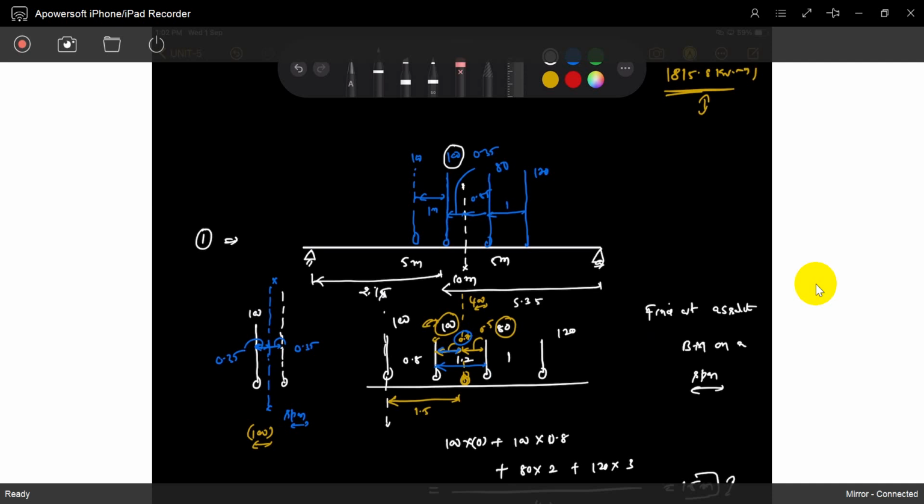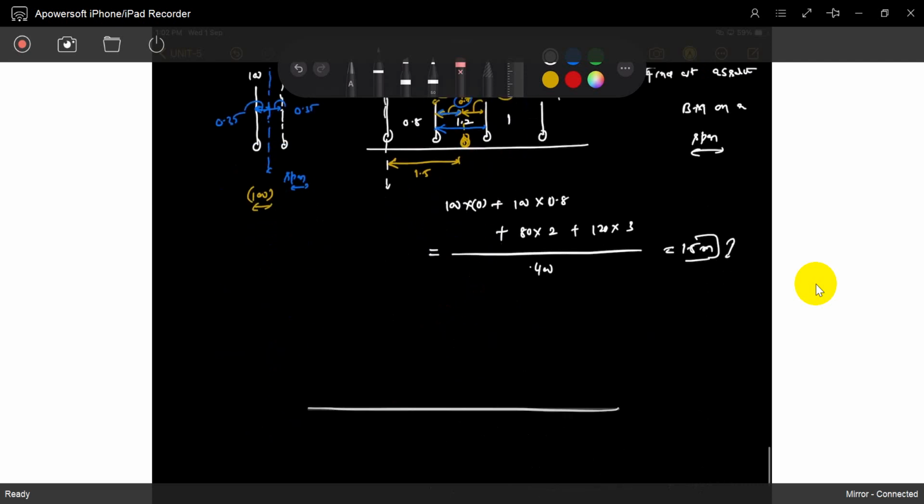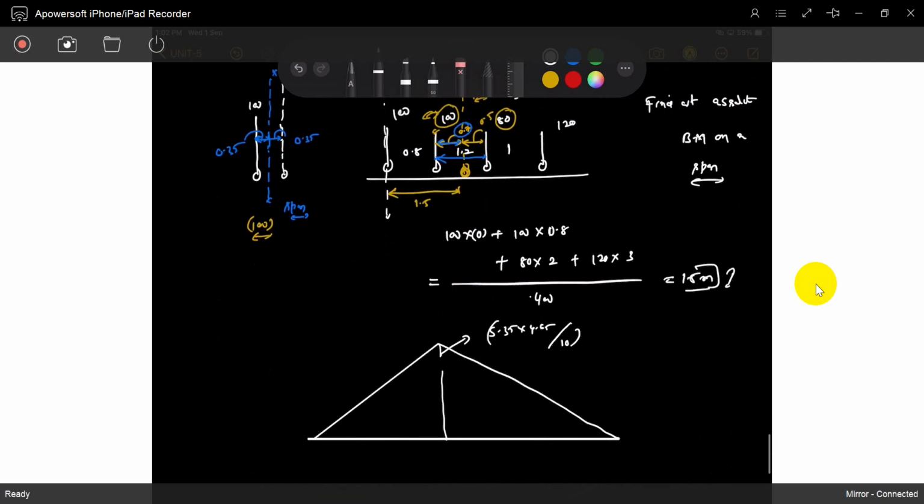Sorry. So 5 minus 0.35, it's 4.65. Sorry. It's 4.65, and the other is 5.35. That's it. Now you will draw the ILD. What is that value? It's 5.35 and 4.65 divided by 10, and you will catch the intensities.